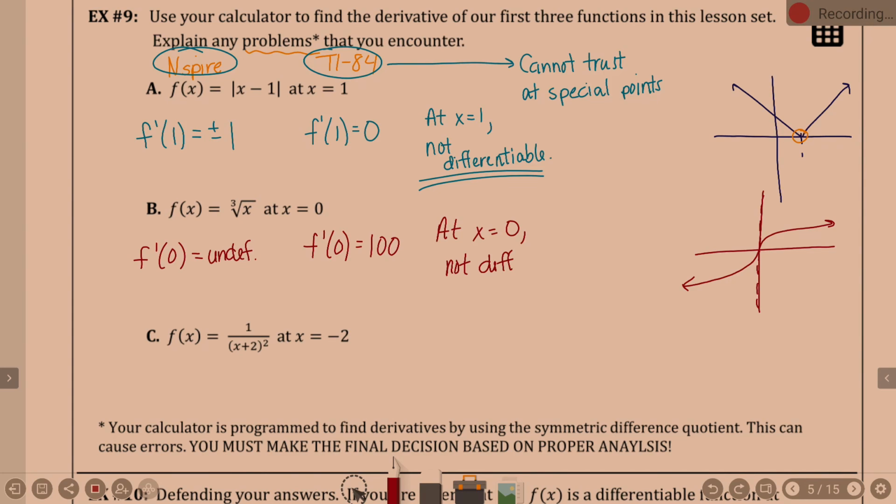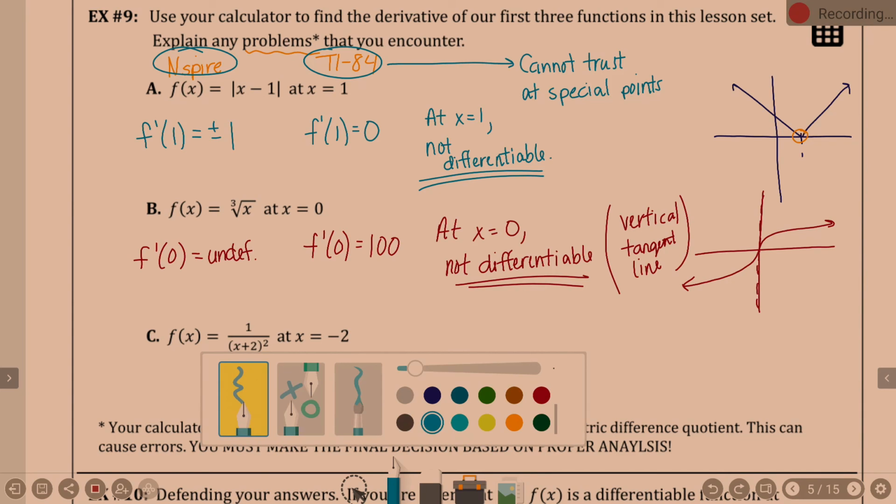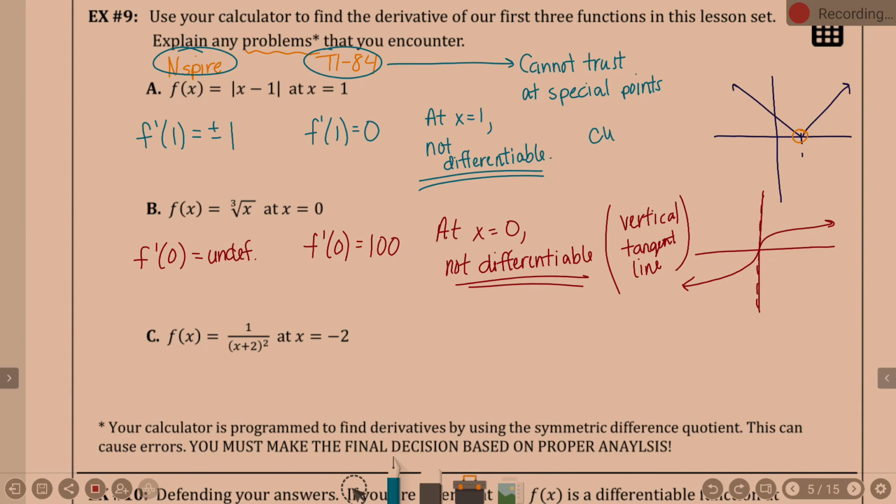I'm really excited about this. It's kind of showing the special cases here. And I guess here I will say, you want a reason? It's a vertical tangent line. I didn't put it up above, but did you guys write it? The reason up above is it was a cusp, a hard point.